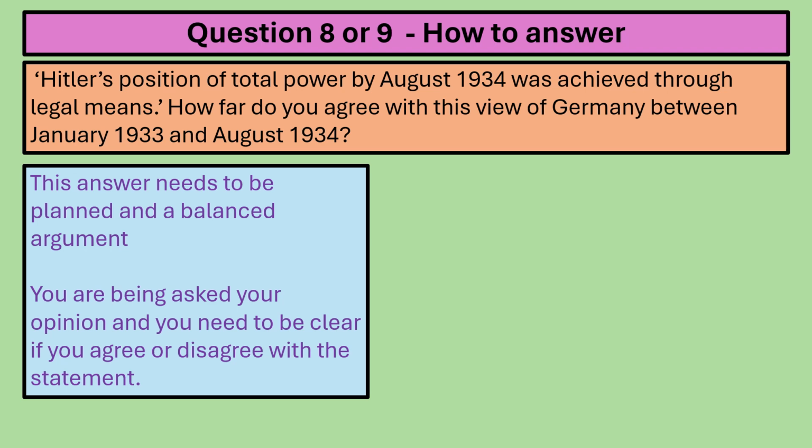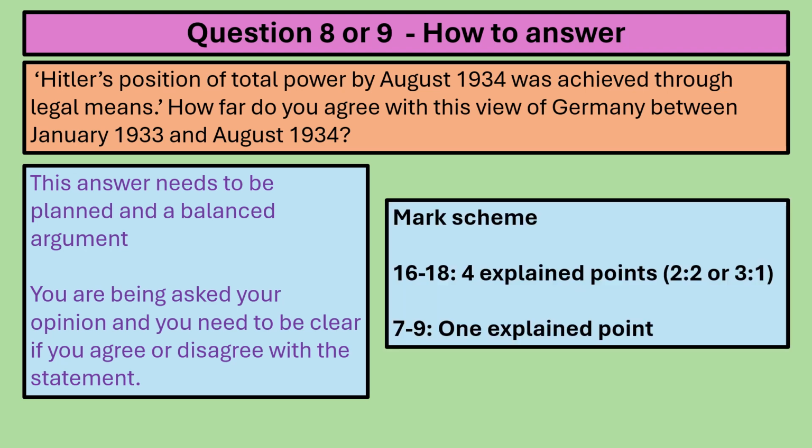So our answer needs to be planned out beforehand. Don't just go straight in writing it. Think about what you're actually going to include. You're being asked your opinion and you need to be clear if you agree or disagree with the statement. I would have that as your very first sentence. And again, if we look at the mark scheme, it's 4 explain points will get us into the top band of marks. Point, evidence, explain. That will get us into the top band of marks. It's important that you do both sides of the argument though. So it can just be 1 point on one side of the argument, 3 points on the other, or you can do it more balanced and do 2 on each side.